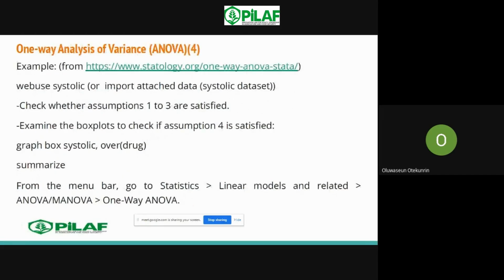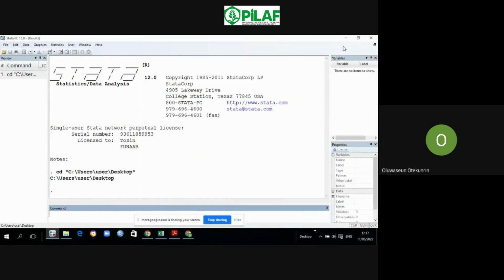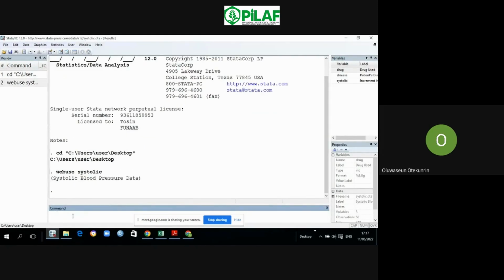So what we want to do now is to go to our Stata, and then we type webuse systolic. It's an online data set from Stata. Please type webuse systolic. I hope you have done that. Just type it. Since you're online, it will bring it.